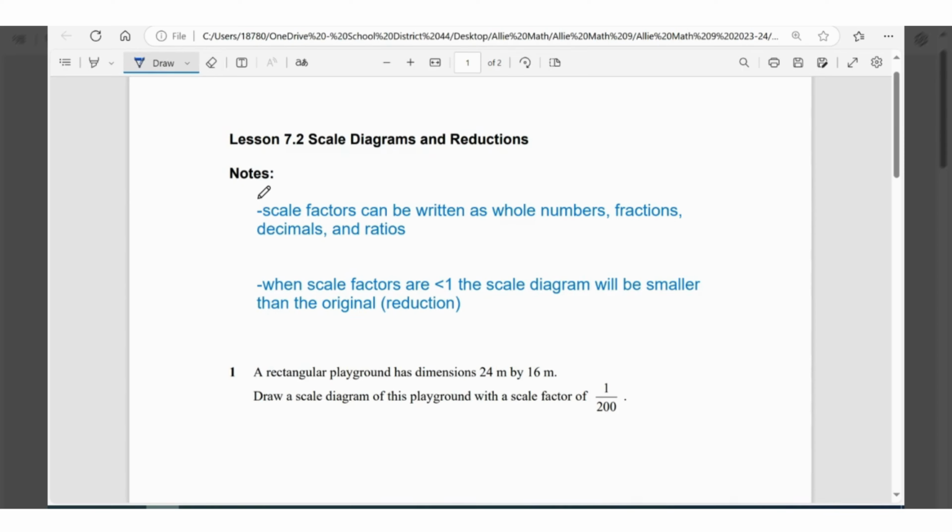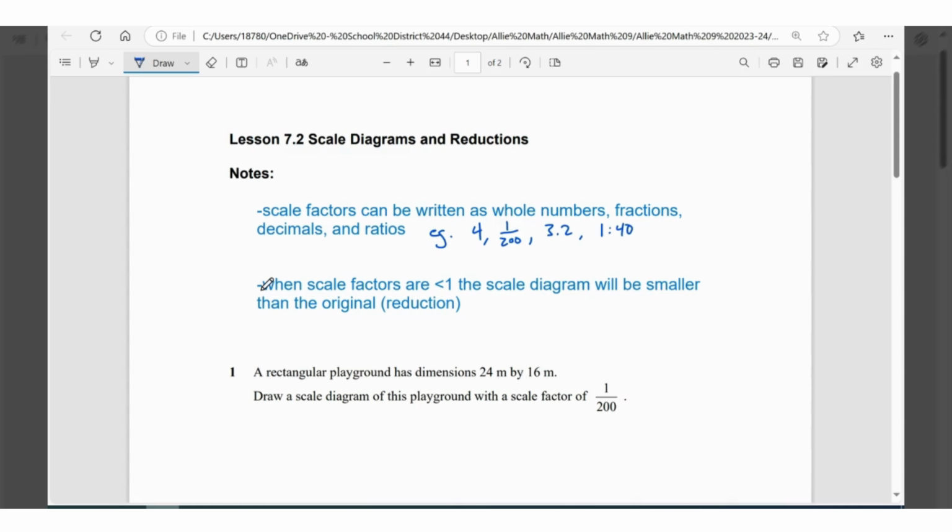So our first note, scale factor can be written as whole numbers, fractions, decimals, and ratios. So it could, for example, look something like this: 4, a whole number. The fraction, here we have in our first example 1 over 200. As a decimal, you might see something like 3.2. And as a ratio, maybe something like 1 to 40.